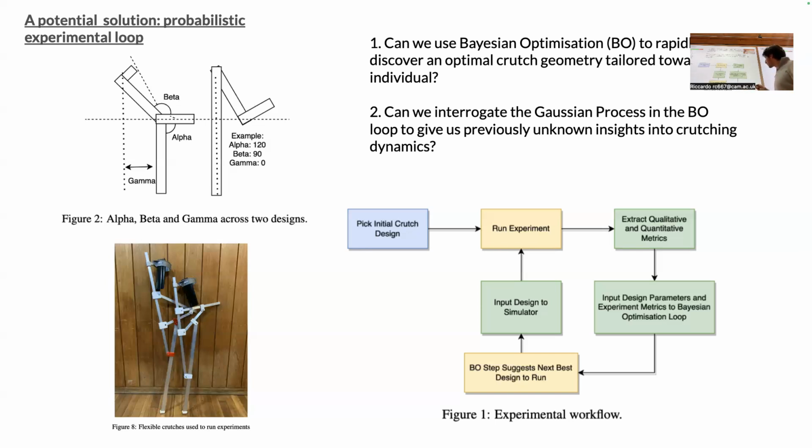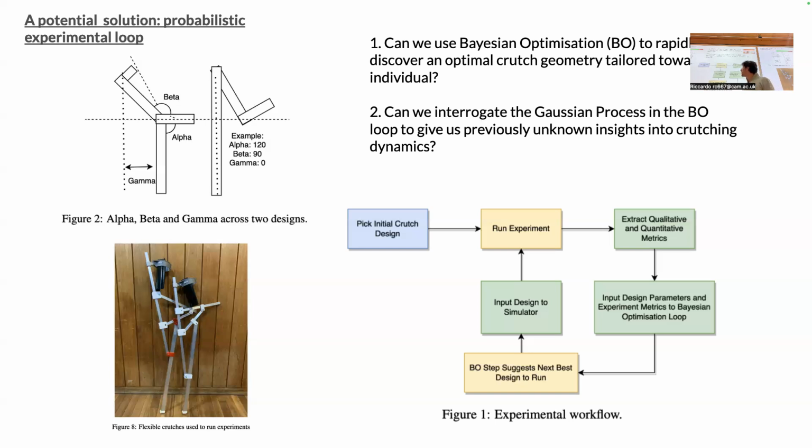Once we finish the crutching, we extract the metrics and we combine them into a loss, which we then give to our Gaussian process and say, well, now that you've seen what this specific geometry is, give us what you think is going to be the next best geometry. This is what the model gives us. We input this model into a simulator of a flexible design to make sure that indeed it is a viable geometry, and then we run the experiment again.